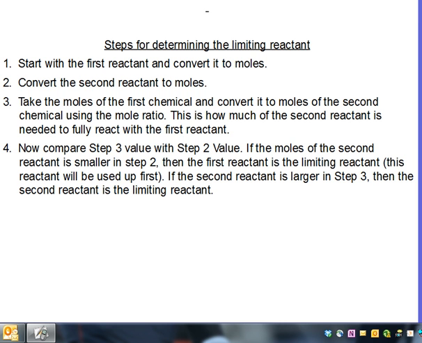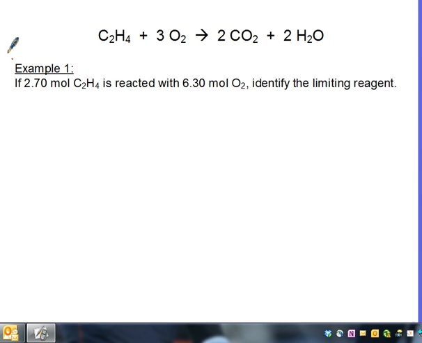All right, so let's jump right into an example. This is a reaction, the combustion of ethene.